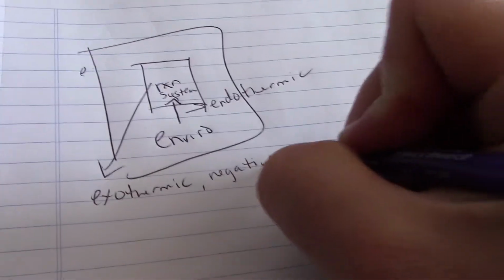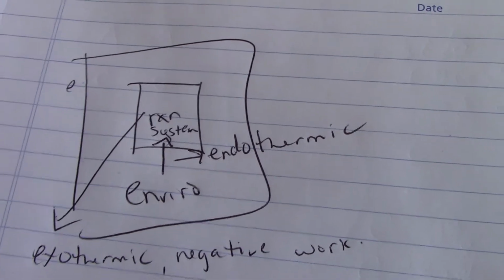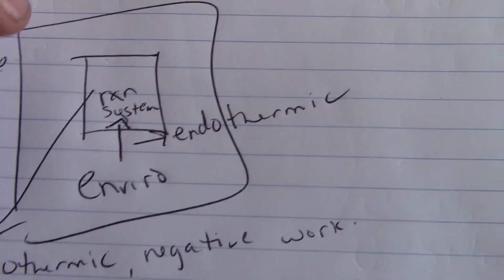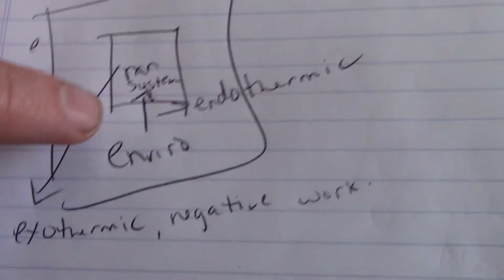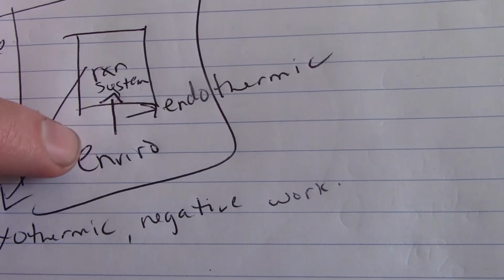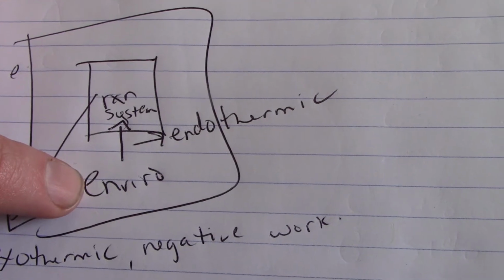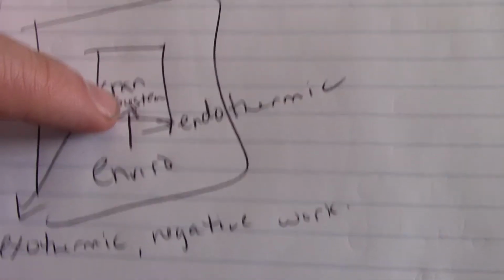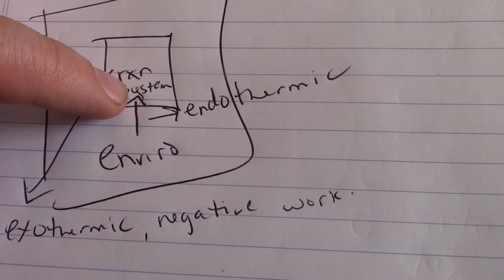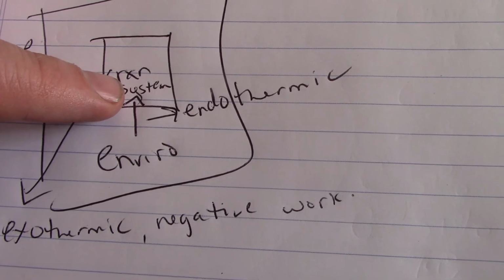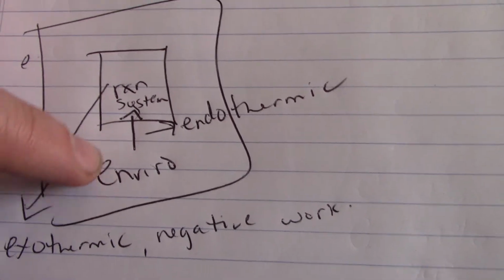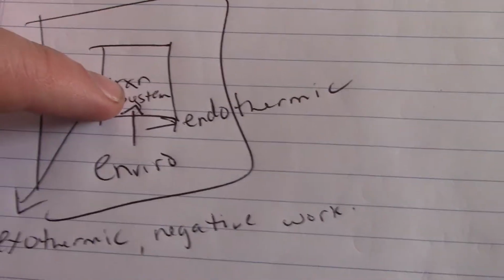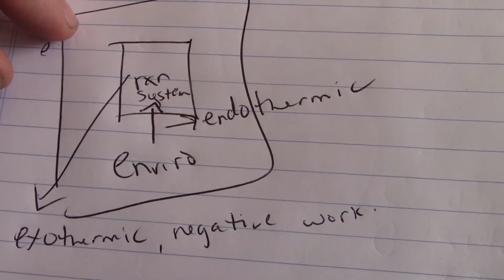Now, we perceive this in the environment as two things, right? Because we exist in the environment. We don't exist within a reaction system with chemicals. What would happen is if a chemical reaction was endothermic, the environment loses energy, and we would perceive that as a temperature loss. Likewise, if a chemical reaction system released energy to the surroundings, and the environment gained energy from the reaction system, so as the chemicals reacted and released energy, we would perceive that as a heat gain. Okay?